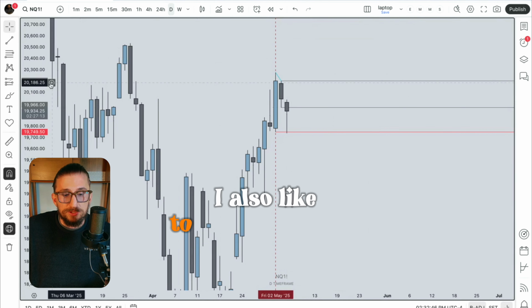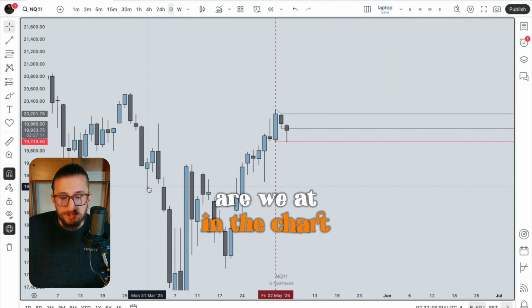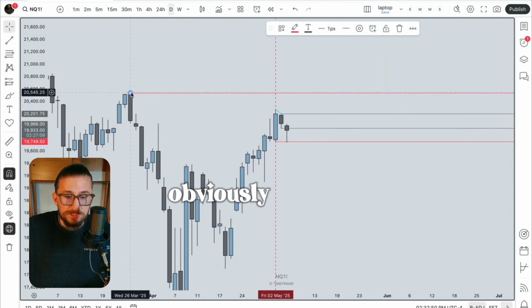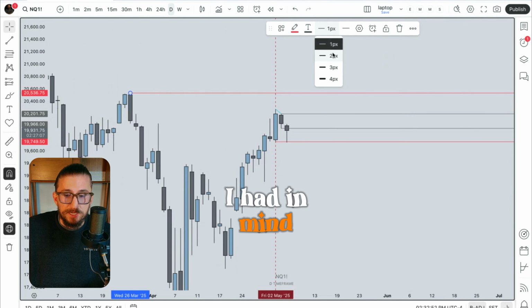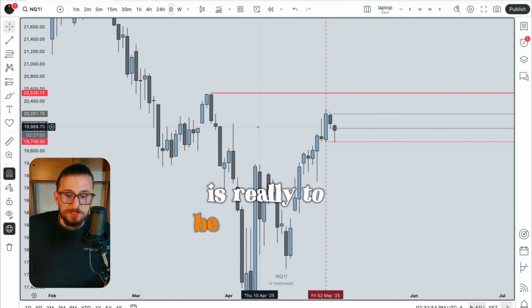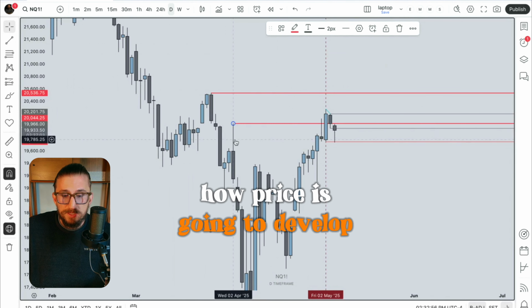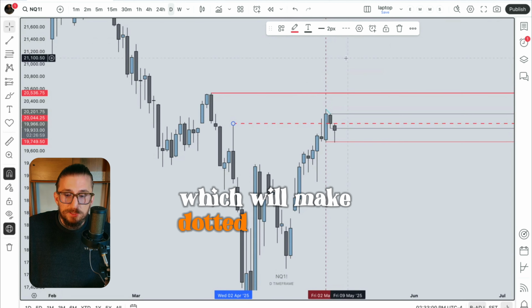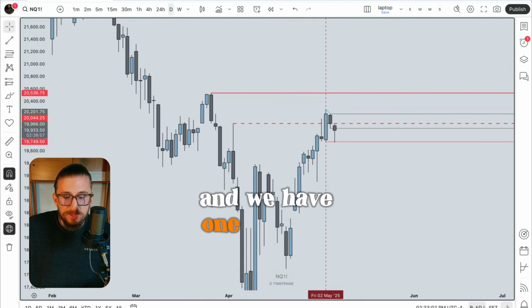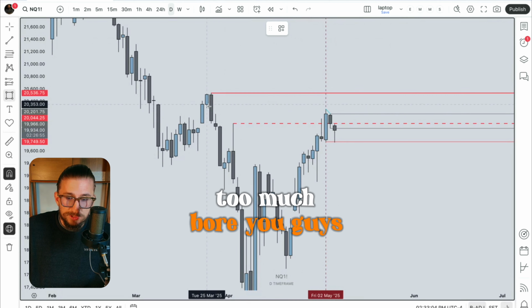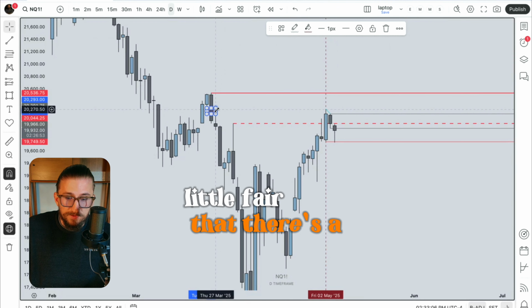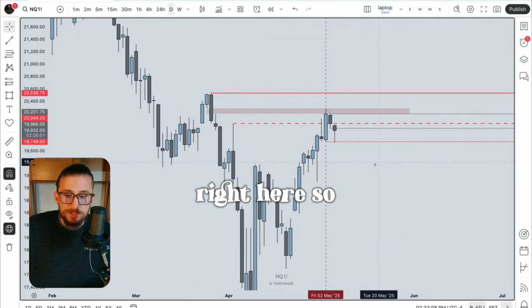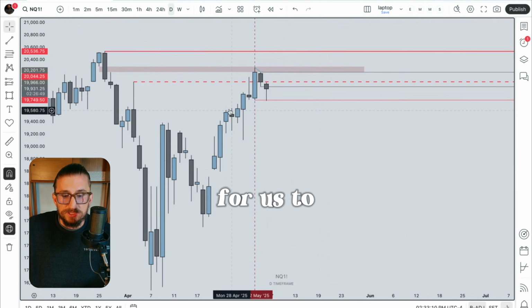I also like to consider where are we at in the chart. So heading into this week, obviously, that's a key level that I had in mind. Whether or not we hit it is really to be decided on how price is going to develop. I also have this level right here, which we'll make dotted. These are our reference points. And we have one last one, so I don't bore you guys too much. You can see that there's a little fair value gap right here. So this is an area where it makes sense for us to see a rejection.